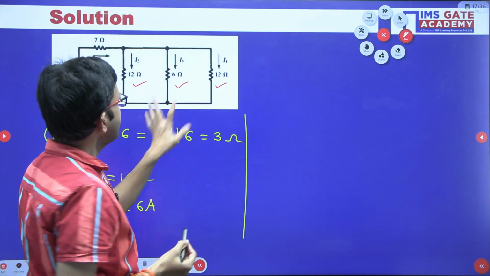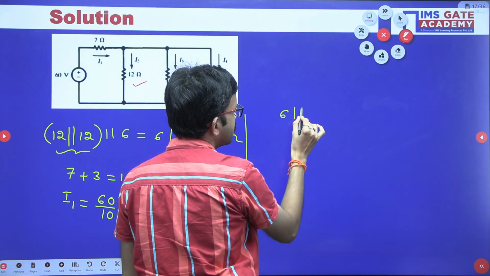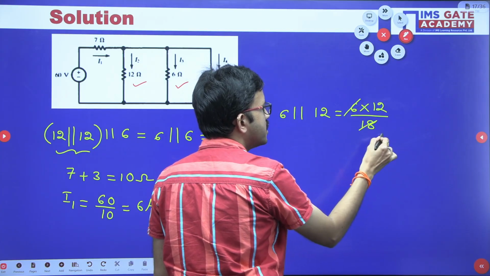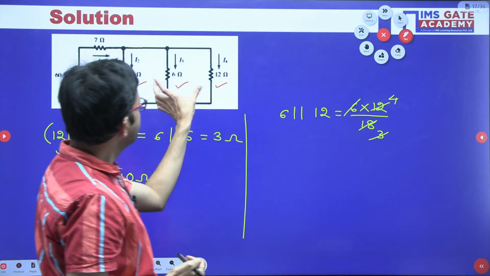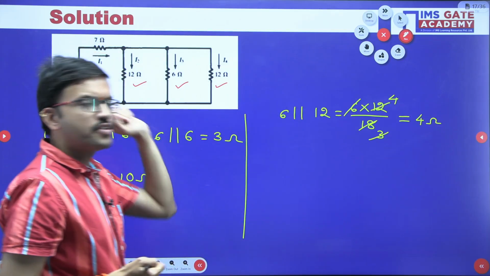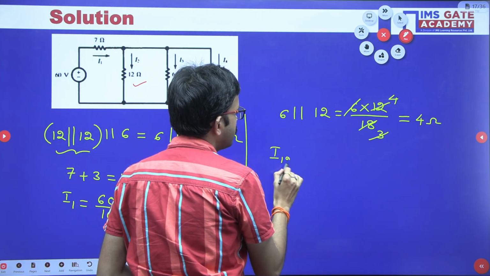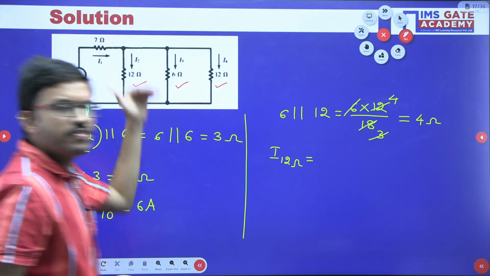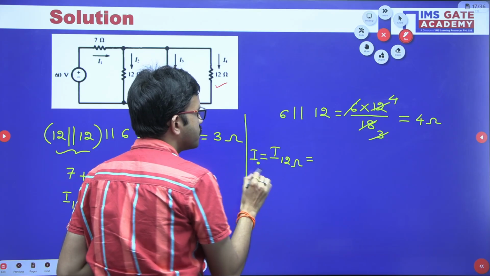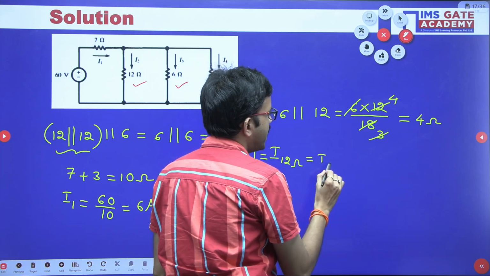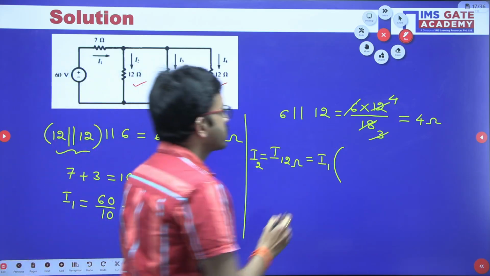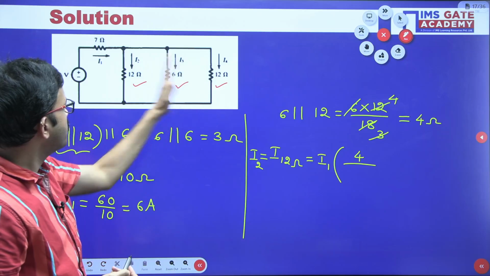So here 6 and 12 are a parallel connection. So 6 into 12 divided by 6 plus 12, that is 18. 6 3s are 18, 3 4s are 12. That means 6 parallel to 12 is nothing but 4 ohm. Right. Now you can apply the current division rule. I want to find the current flowing through the 12 ohm resistor. Here the entering current is I1, and I for the 12 ohm is, according to this question, your I2. Now the opposite arm resistance, that is the equivalent 4 ohm, you substitute, divided by the sum of the resistances, 4 plus 12, that is 16.